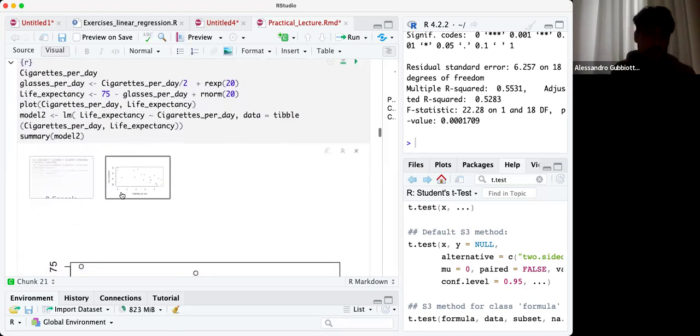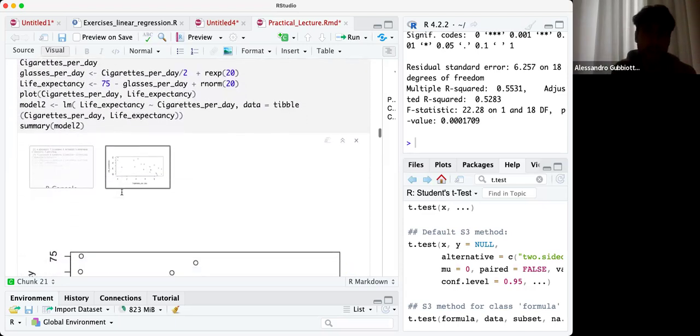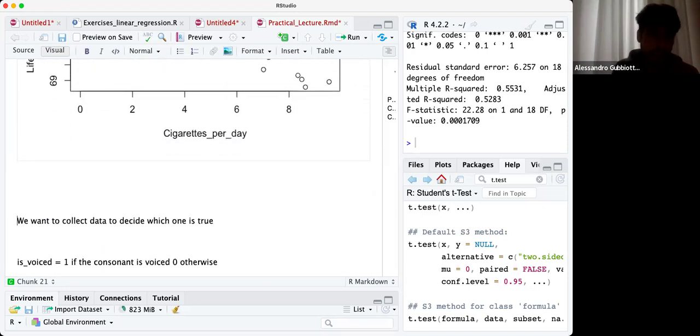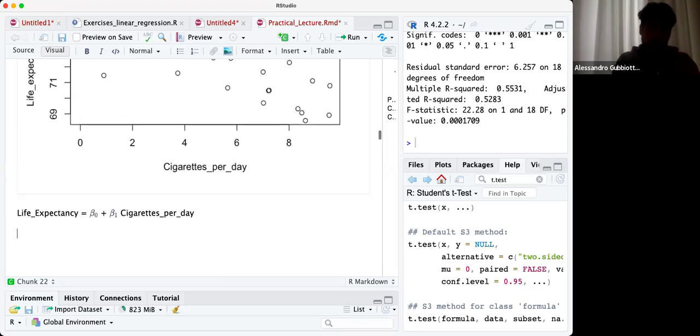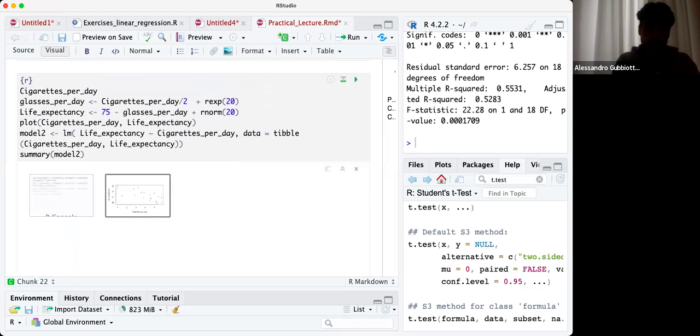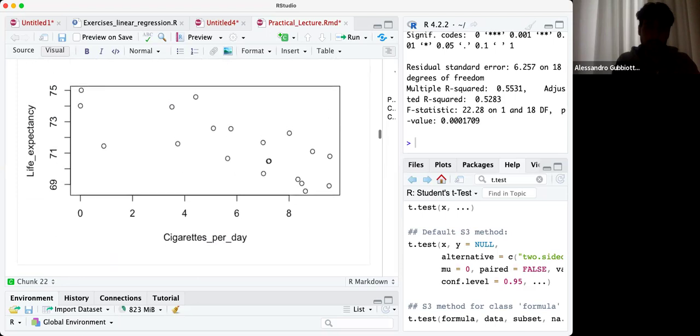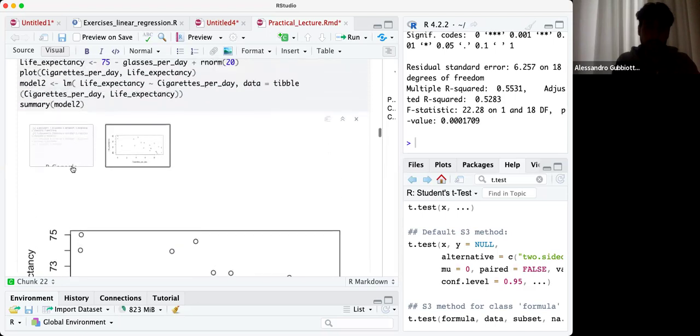So if we are only given the data, how to distinguish these two variables? So what are we saying here? We are saying that life expectancy is equal to some beta 0 plus beta 1 times cigarettes per day. Well, do you have any suggestion on how to choose, how to do?